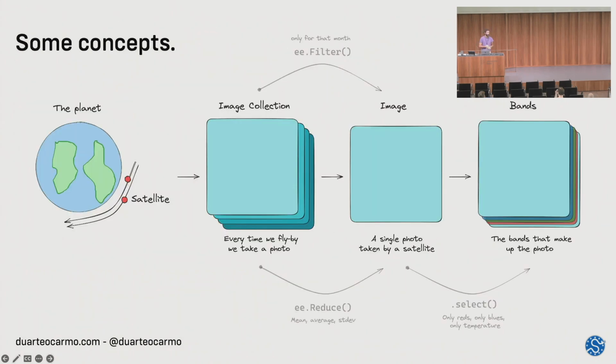All right, some concepts. So we have our planet, right? We have a satellite going around on the left. Every time the satellite goes by, it takes a photo. We create what is an image collection. So it's a collection of images, literally. We can filter by a specific date range on the top, or we can reduce it by a mean, an average, or a standard deviation of those images, and we basically get a single image. We take that image, and that image is just your plain photograph. It's an image composed of a lot of bands. But traditionally, in your photograph, you have RGB.